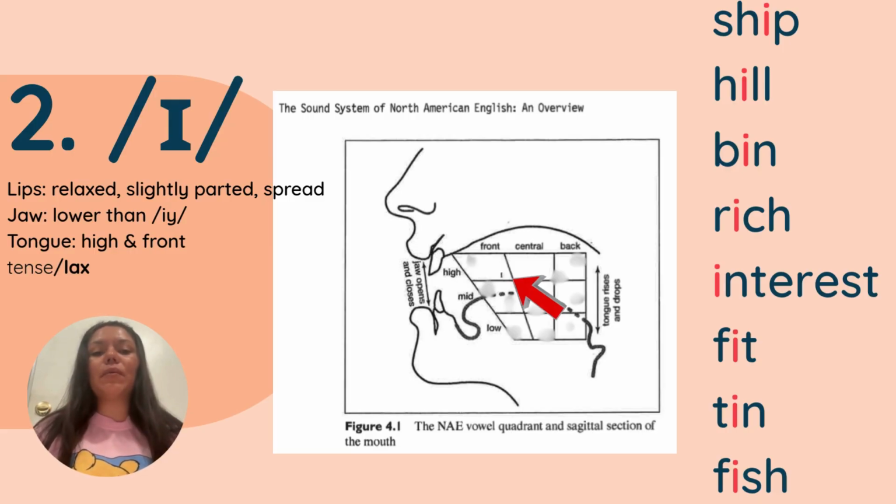The second phoneme sound that we will talk about is I. When we are making the I sound, our lips are relaxed and slightly parted or spread. Our jaw is lower than the E, and our tongue is also high and front. This is considered a lax phoneme, as in ship, hill, bin, rich, interest, fit, tin, and fish.